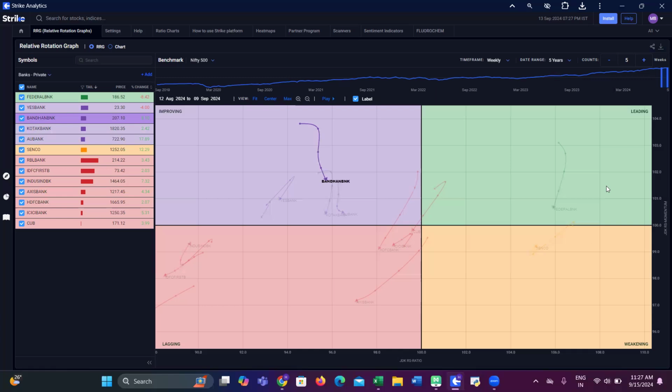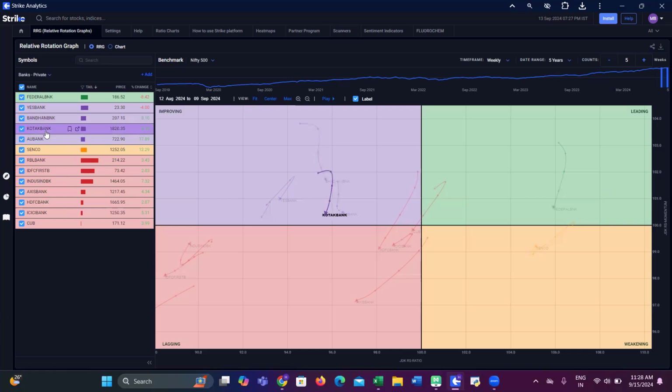Anything above 100 is good for us to look at. Anything below 100 within the weakening quadrant is interesting. If it is significantly decreasing and the reduction continues in the RS momentum and it is getting into lagging, that will be interesting to look at as well.